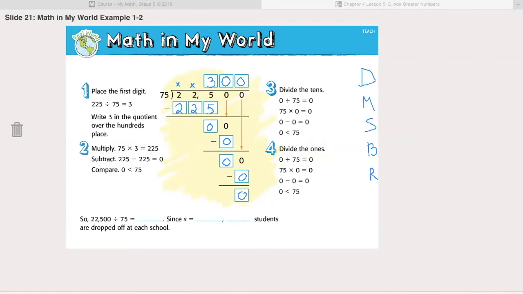So 22,500 divided by 75 equals 300. Since S equals 300, 300 students are dropped off at each school.